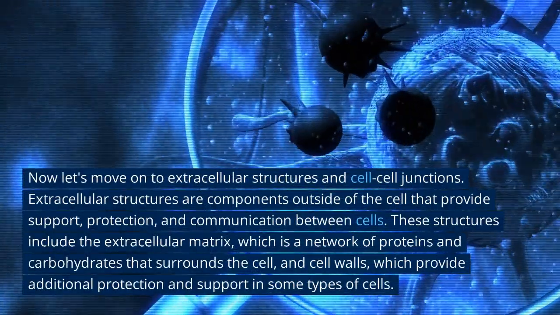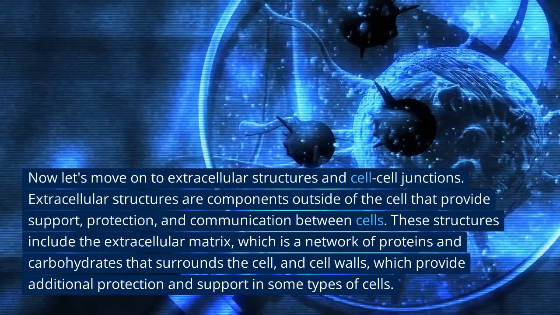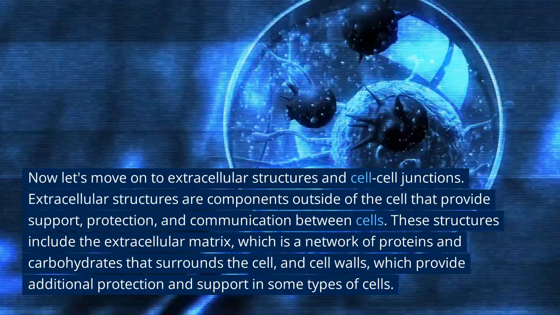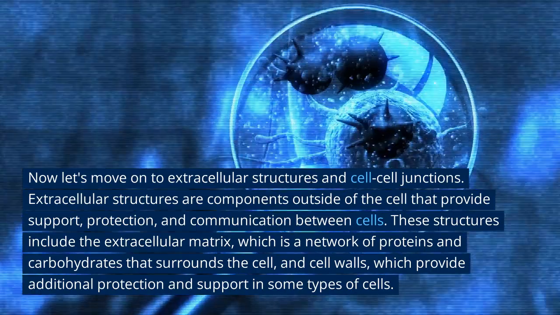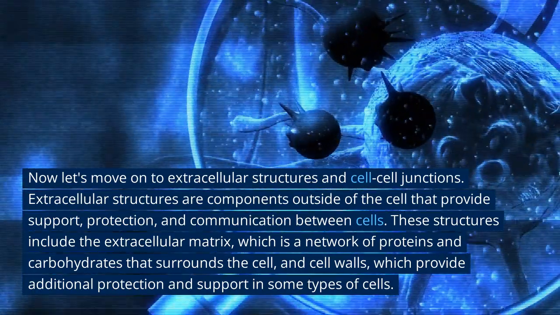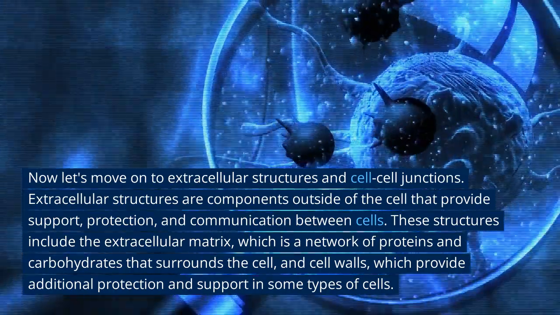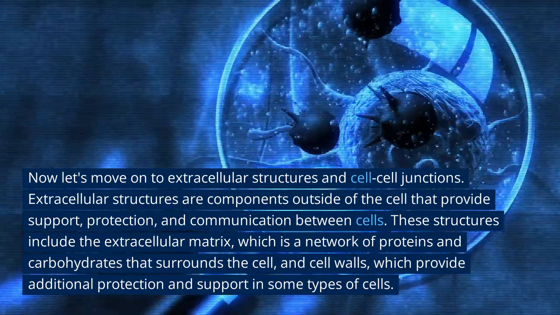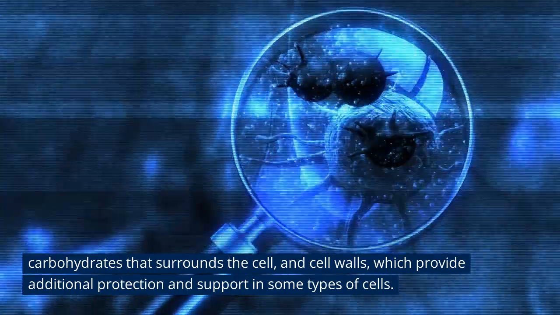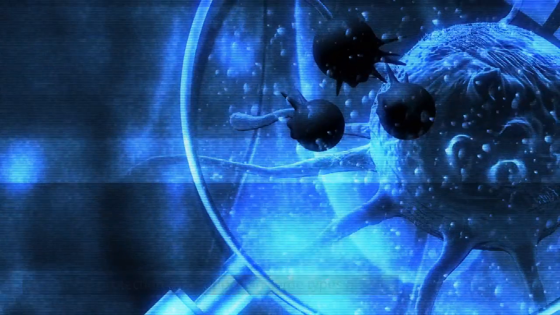Now let's move on to extracellular structures and cell-cell junctions. Extracellular structures are components outside of the cell that provide support, protection, and communication between cells. These structures include the extracellular matrix, which is a network of proteins and carbohydrates that surrounds the cell, and cell walls, which provide additional protection and support in some types of cells.